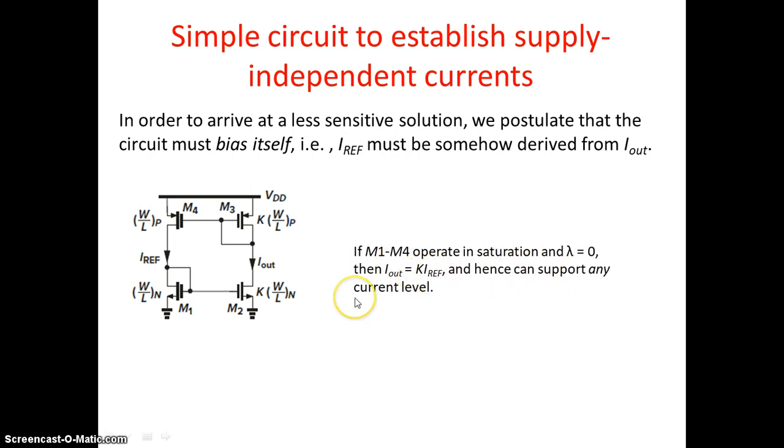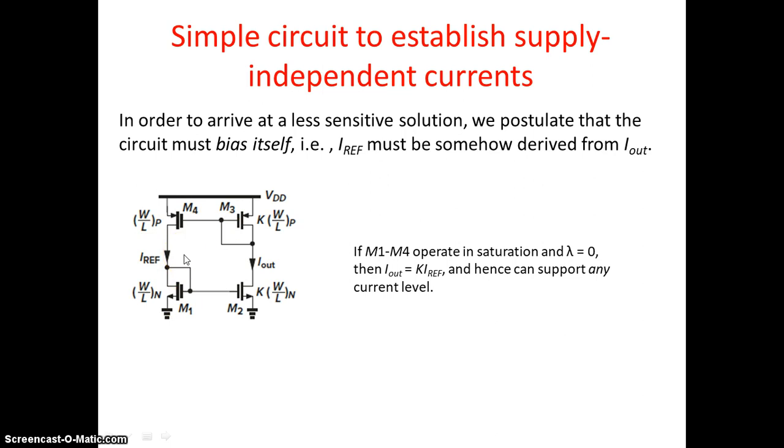Hence it can support any current level. If you take any I reference level, you are simply going to get a multiplication of those things. This is a mirror circuit here, and this is a mirror circuit here. Whatever the I reference is here, it gets reflected, and that current will be reflected across I out through this M2 MOSFET. This I reference is derived from M4. This M4 is trying to mirror from this M3 MOSFET. It is getting back from the output to the input. That means it is going to circulate in a looping fashion.